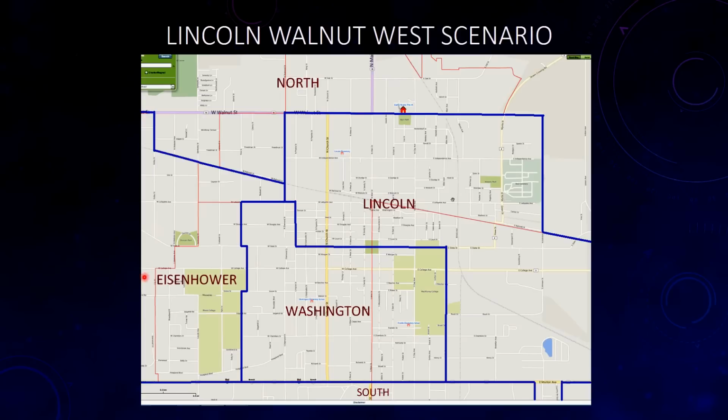Now, this area between Eisenhower and Washington is still in development, so those items could change even with support of this scenario. This boundary between North and Lincoln would become Diamond, and this boundary here would be the railroad tracks.